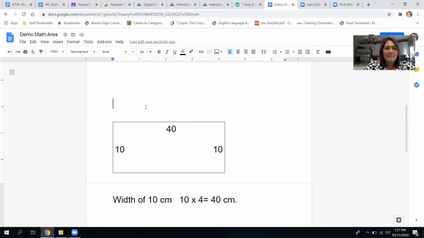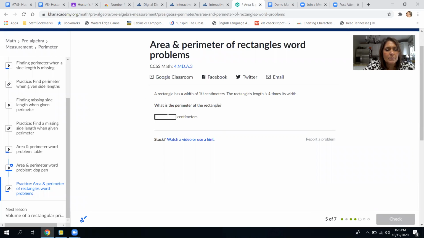Okay. So hopefully you knew that you would have to add up those sides. 10 plus 10 plus 40 plus 40. 40 plus 40 is 80, plus 10 is 90, plus another 10 is 100 centimeters. So the perimeter is 100 centimeters. Let's see if we're right. 100. Woo, we're so smart. Okay, a couple more to go.